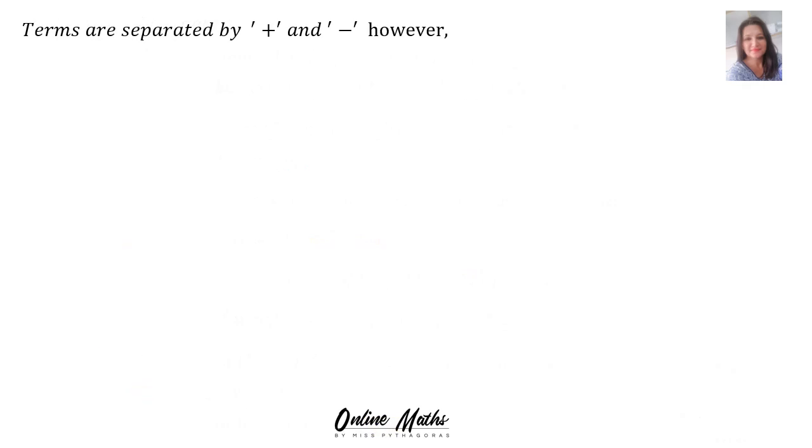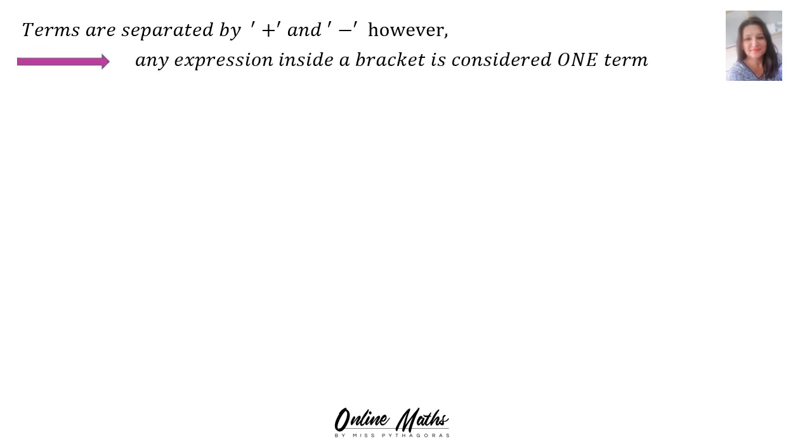Now, terms are separated by plus and minus. However, any expression inside a bracket is considered one term. In other words, this looks as if it's two terms, a binomial, but the bracket joins them together. Therefore, that is a monomial, one term.